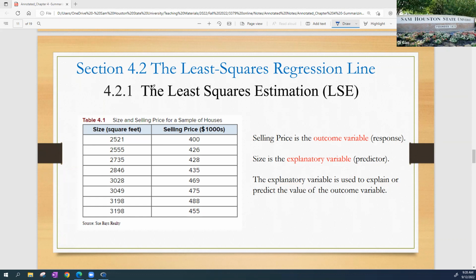Let's still recall the size and selling price example. So selling price is the outcome variable, which we also call the response. And then we refer to the size as the explanatory variable, which we also call the predictor. The explanatory variable is used to explain or predict the value of the outcome variable. So in this example, based on the size, we want to explain the selling price.